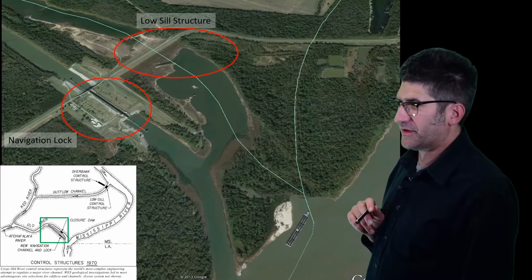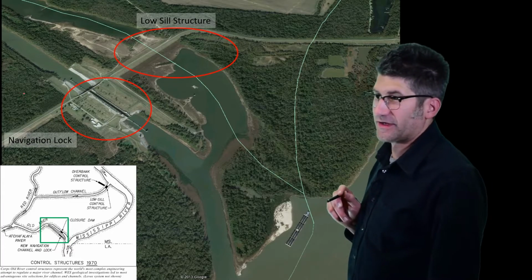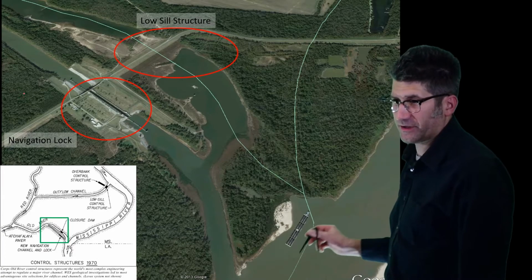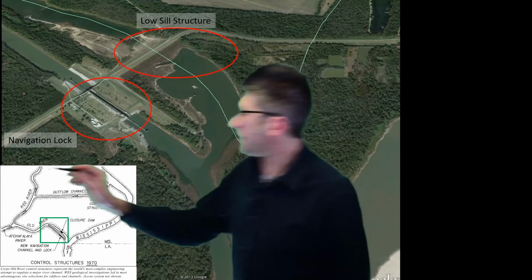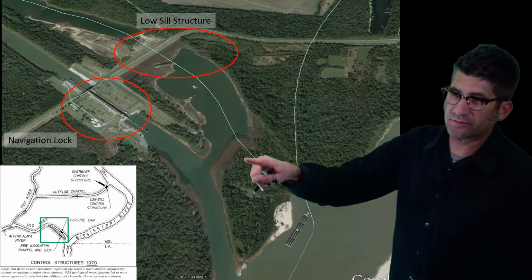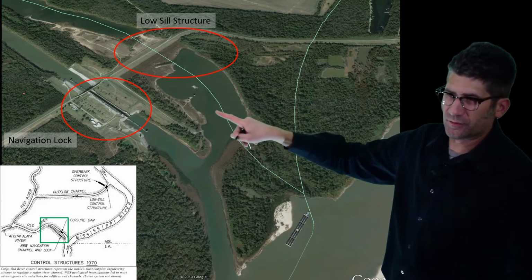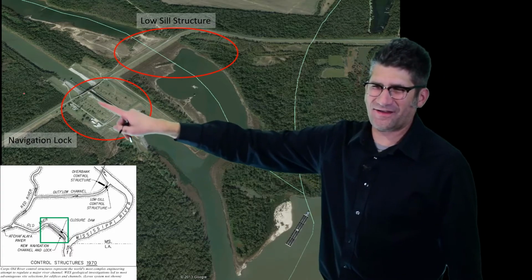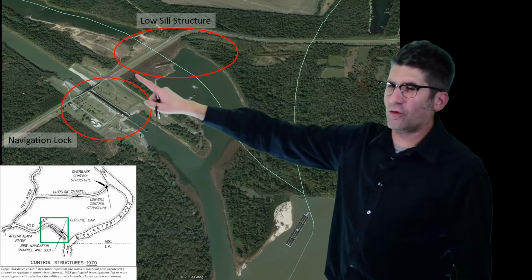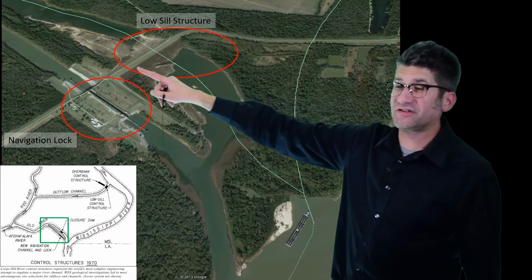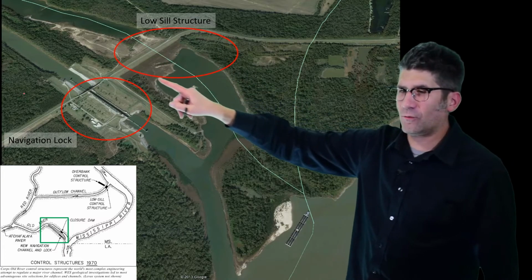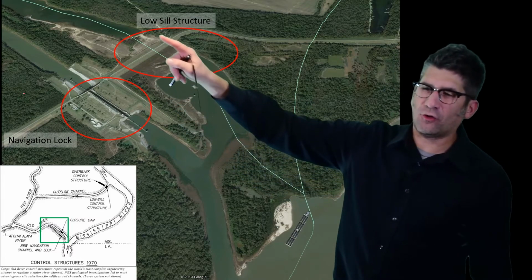And here's what the low sill structure looks like, and the navigation lock on the lower Old River. So again, Mississippi River over here. Then right here, the navigation lock is where boats come in and out. There we go. Navigation lock right there. Okay, excellent. And then this is another low point where we built this sill, essentially a levee that protects the water from flowing up and over the old channel.